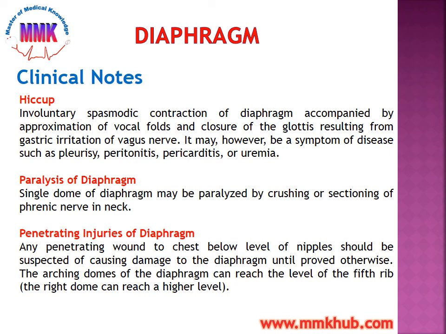Another is paralysis of the diaphragm. If the phrenic nerve gets injured in the neck by crushing or sectioning of the phrenic nerve, it can lead to paralysis of a single dome of the diaphragm.